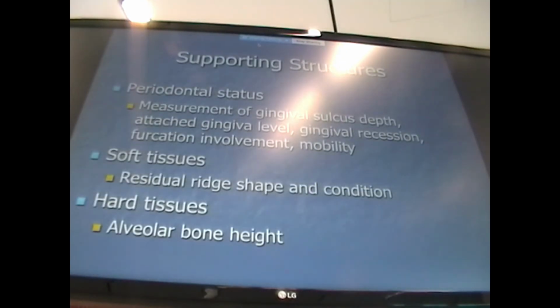So the periodontal status, we're going to measure the sulcular depth. We're going to look at the attached gingival level. Is there gingival recession? What about furcations? Is there furcation involvement? And are the teeth loose? You have to know every one of these. And this is a time where, as a restorative dentist, you may want to call in a specialist, a periodontist, to assist in this part of the treatment.